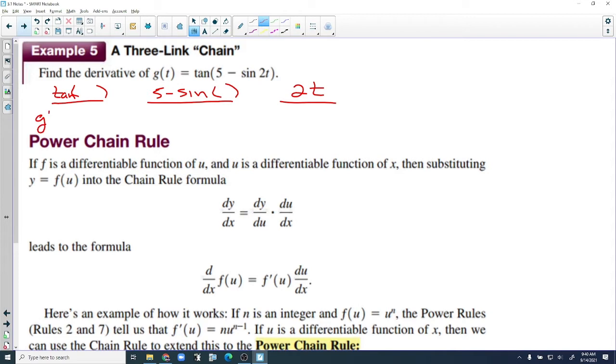So g prime of t is secant squared of 5 minus sine of 2t. There's the outside layer. The outside is tangent, and its derivative is secant squared. The next layer is 5 minus sine, which gives negative cosine of 2t. And then finally, the innermost is 2t, and the derivative of that is 2. So that has 3 layers to it. There's the derivative.